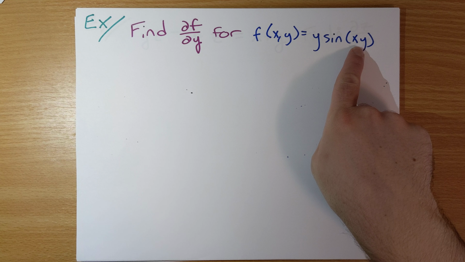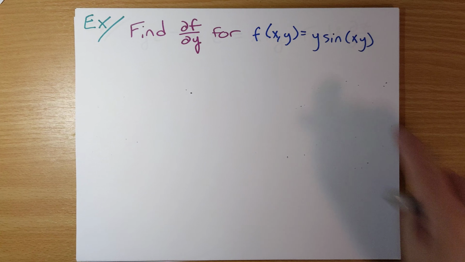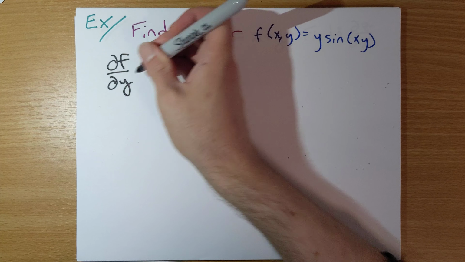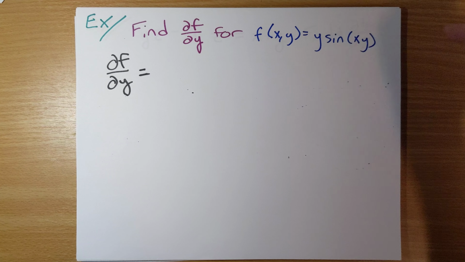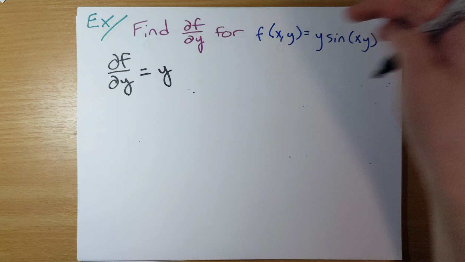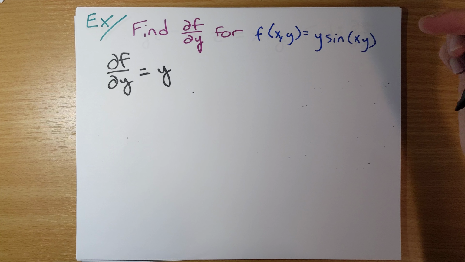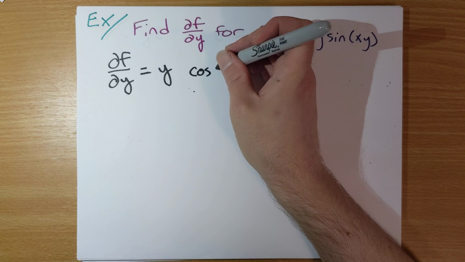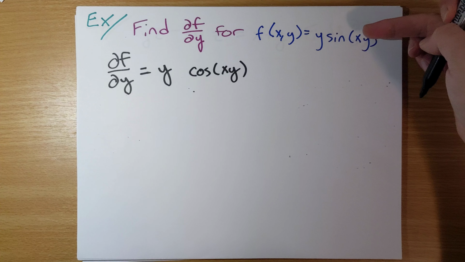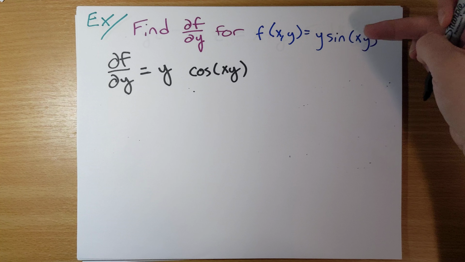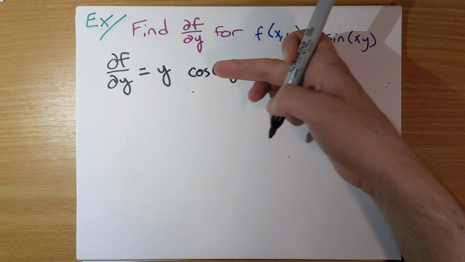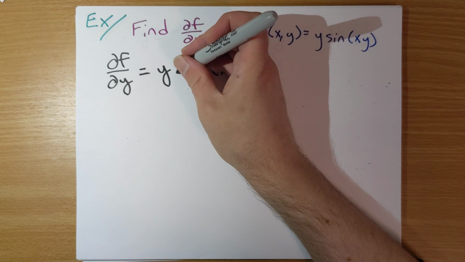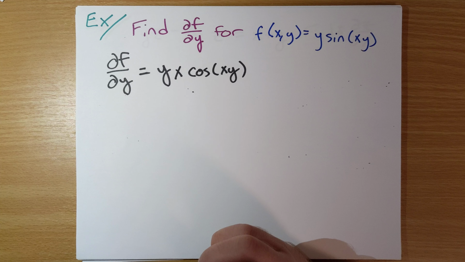We'll think of x as a constant here, and we're going to use the product rule. So df/dy is going to be y times the derivative of sine of xy with respect to y. The derivative of sine is cosine of xy, and we're thinking of x as a constant. The derivative of sine of 2y would be 2 times cosine of 2y. The derivative of sine of xy with respect to y will be x times cosine of xy.